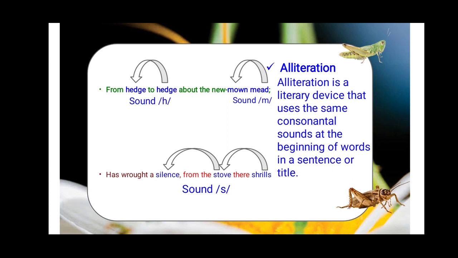Alliteration. Alliteration is a literary device that uses the same consonantal sounds at the beginning of words in a sentence or title. Look at the line, "from hedge to hedge, about the new mown mead." For hedge to hedge, the sound ha, and for mown mead, the sound ma repeats. Okay, and look at the line, "has wrought a silence from the stove their thrills." The sound sha is repeated here. So these are the examples of alliteration.